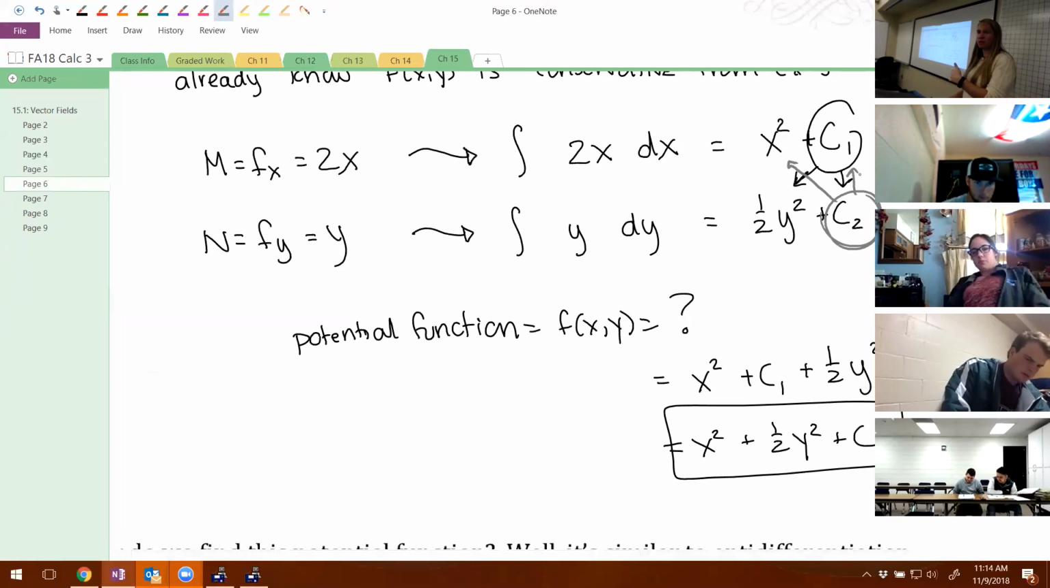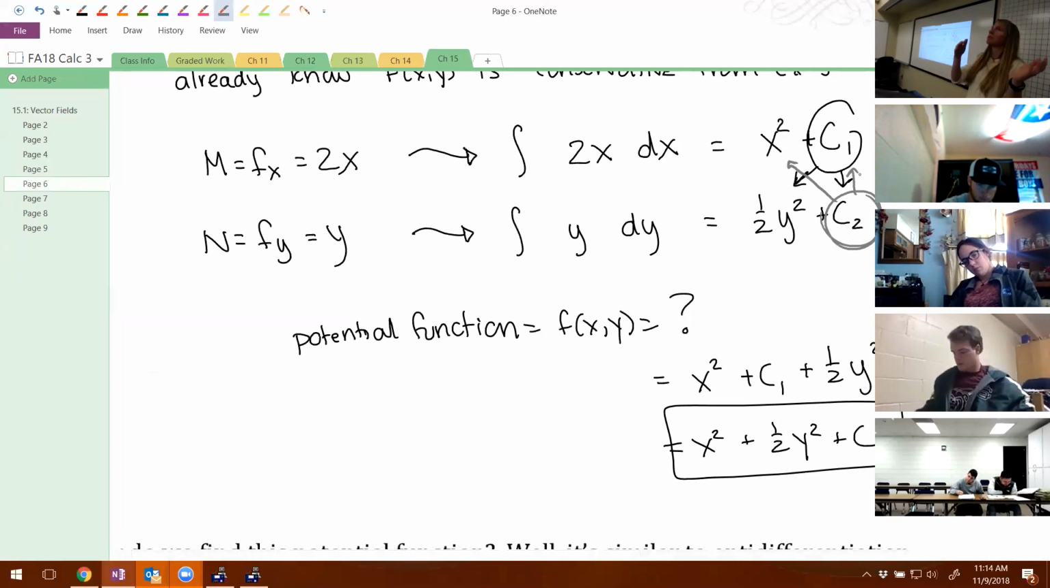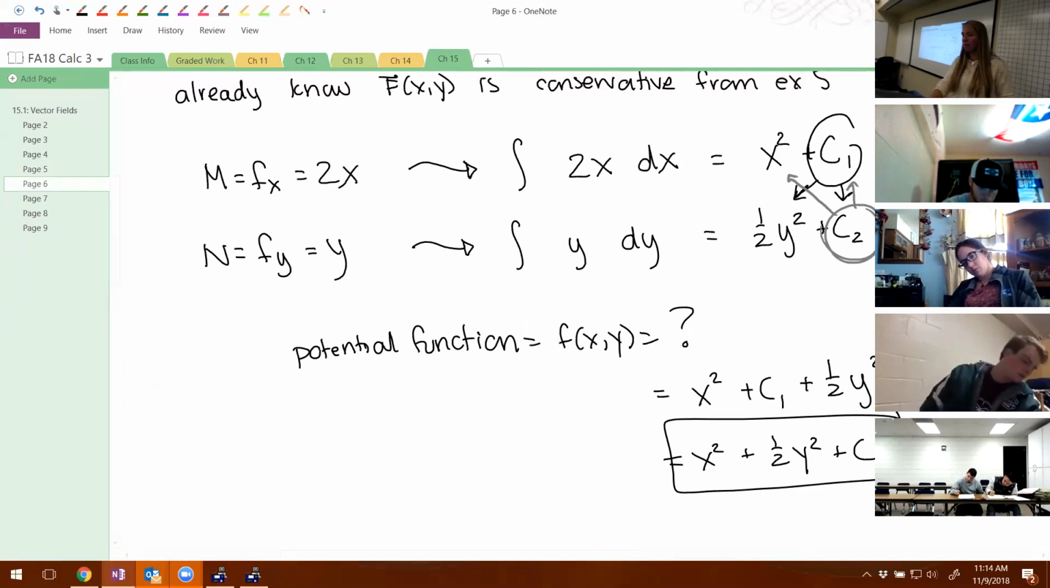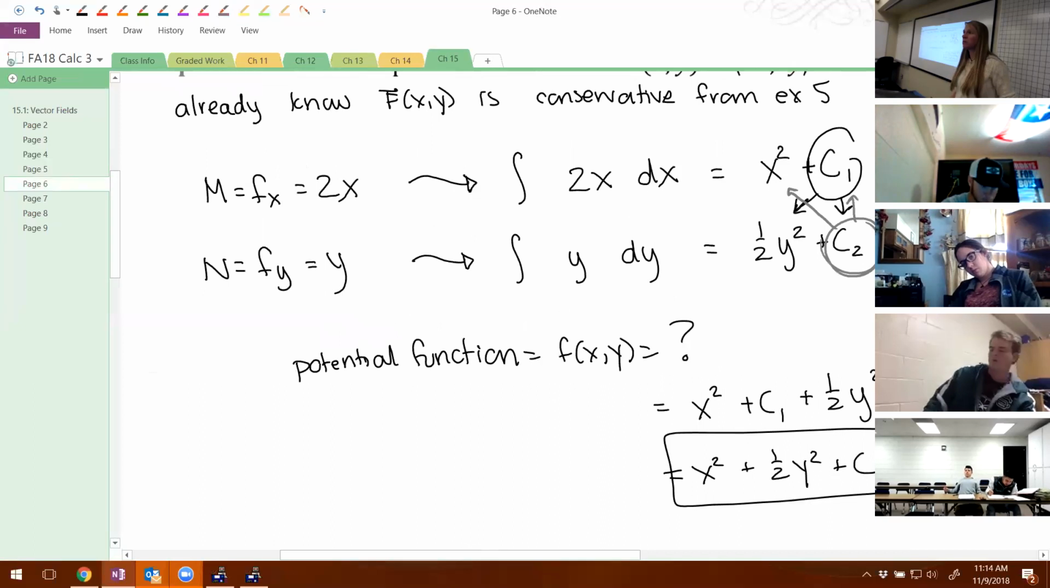Is that function a vector? No. Remember, it's just a function. We took the partial derivatives to make a vector, but this is just a function here. Okay, so just f of x, y. And how could you go back and check and make sure you have the right potential function? Do the gradient. Exactly. Just find the partials and make sure it works out.